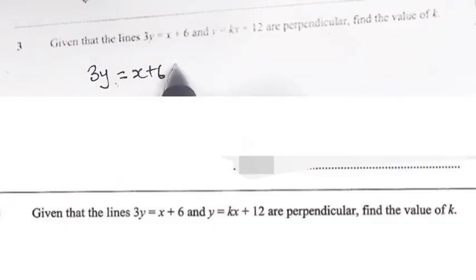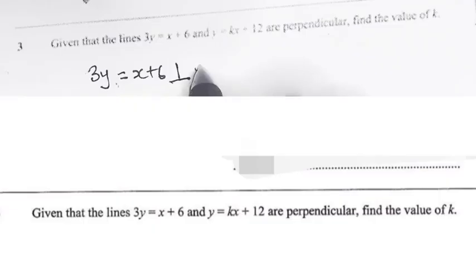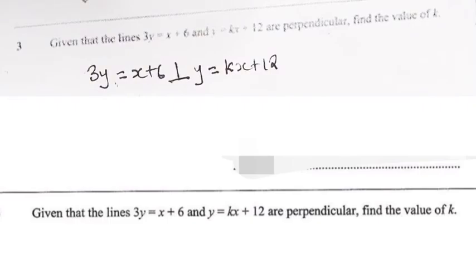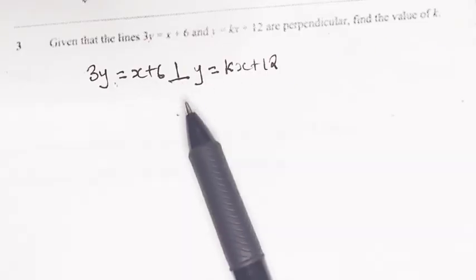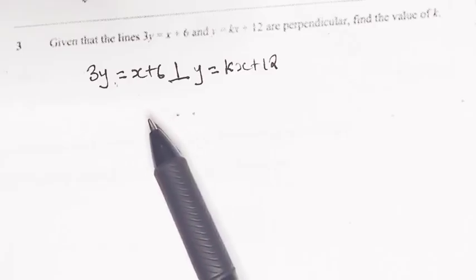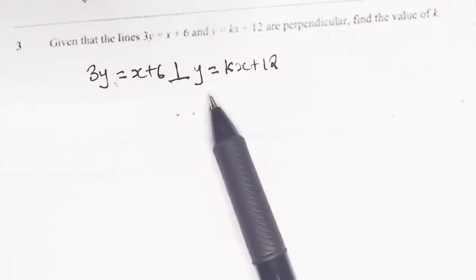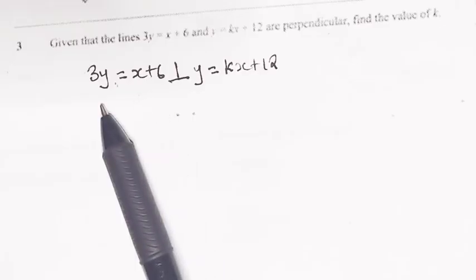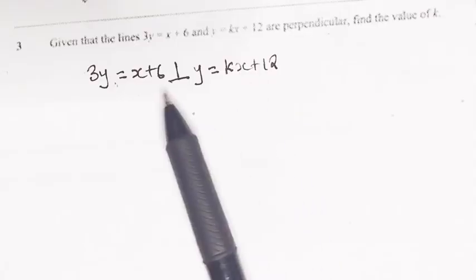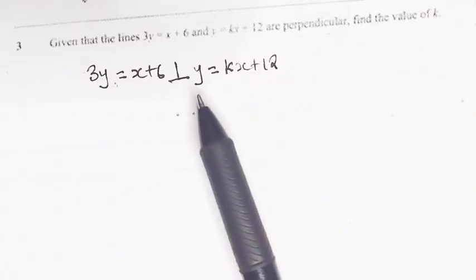So these two lines are perpendicular. So this is line y, which is equal to kx plus 12, like that. Alright, so upon identifying the two lines, this line is perpendicular to this. Okay, so this symbol means it's perpendicular to this. So now we must know that one of the properties of perpendicular lines is that if you get the gradient of this line and the gradient of this other line, when you multiply them, it should give you negative 1.